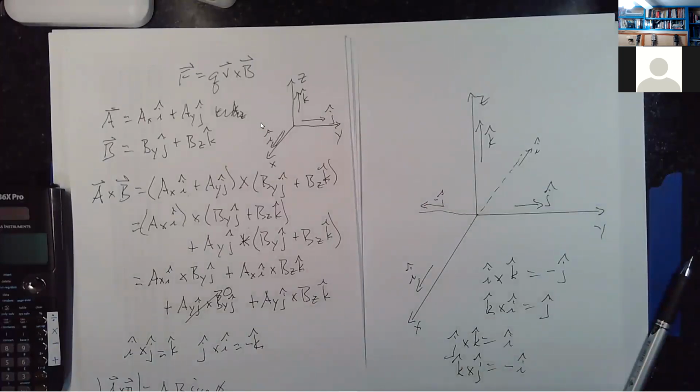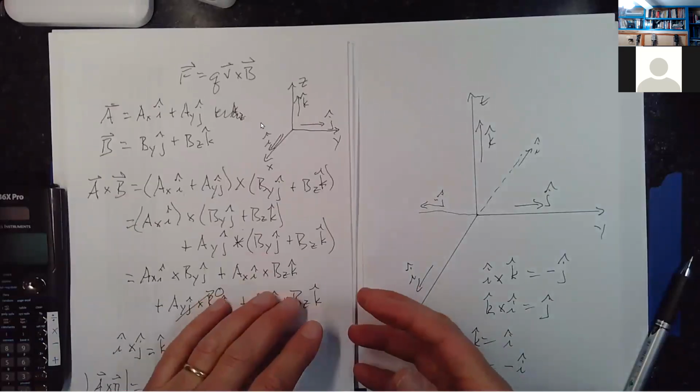So those are things that you can do, and try to familiarize yourself with that right-hand rule. You might want to do a little bit of research, maybe in your textbook, maybe in other textbooks, on the right-hand rule for cross products, and see if you can start getting a feel for the way that it works.